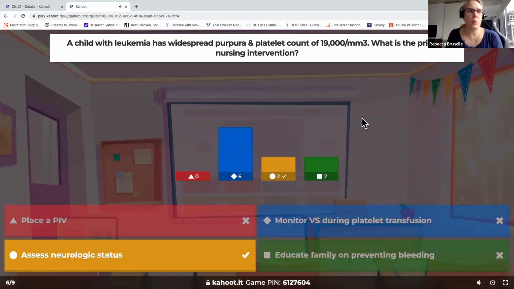Yeah, so a little bit split on this. Whenever you have a platelet count of 19,000, this is really low. You're worried about bleeding. So assess neurological status because you want to make sure that you pick up early if there's any evidence that they've had an intracranial bleed. It's your highest priority.